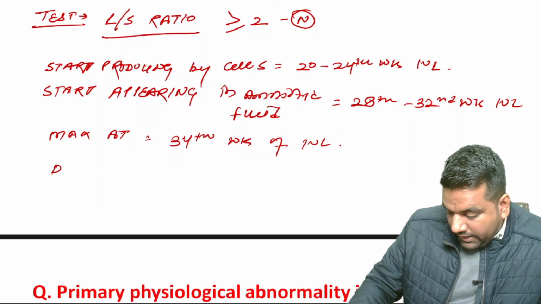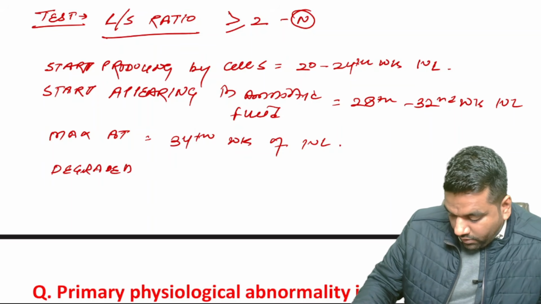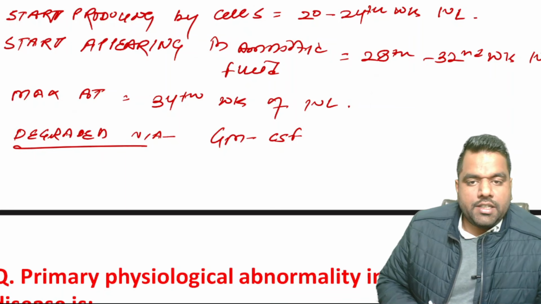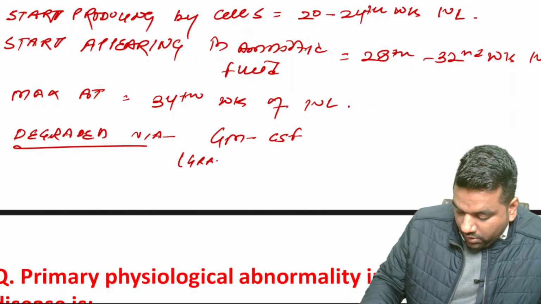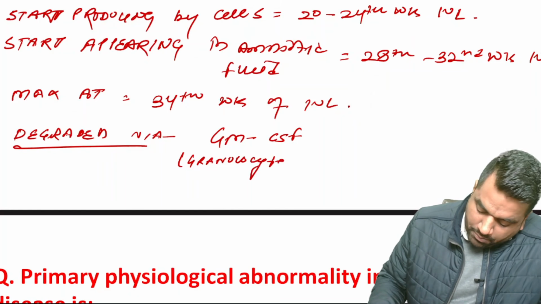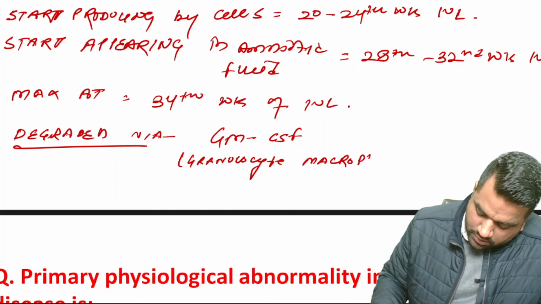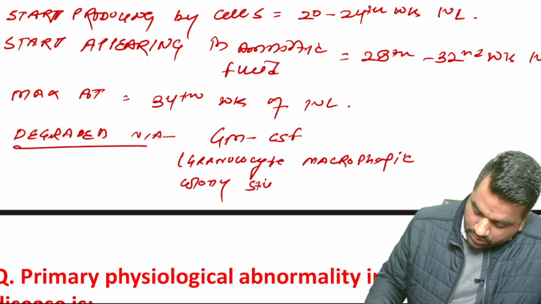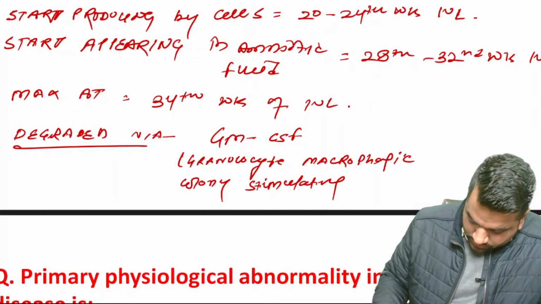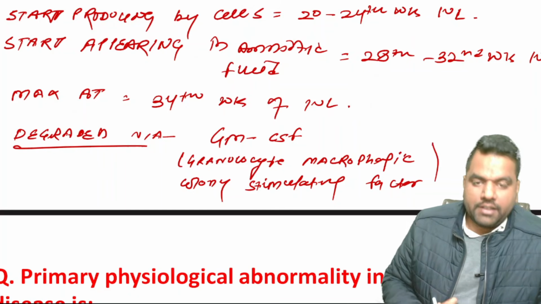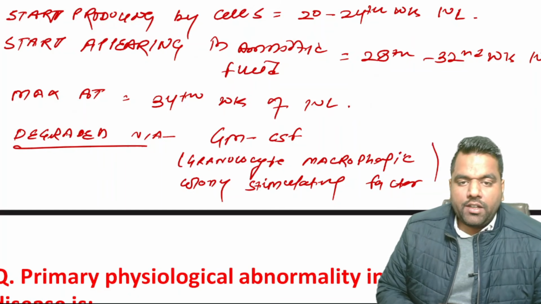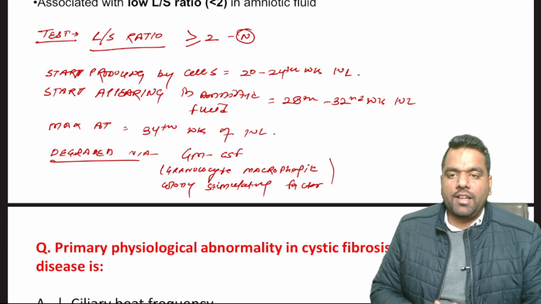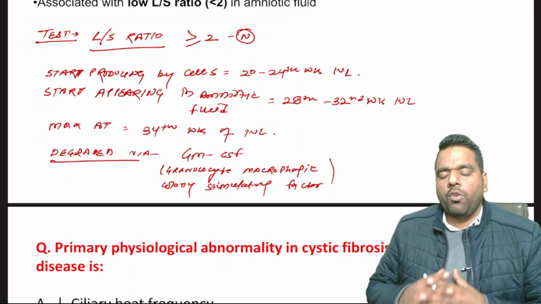Also please remember, it is degraded via GM-CSF, which stands for granulocyte macrophage colony stimulating factor. It is degraded via granulocyte macrophage colony stimulating factor, and guys, it is stored in lamellar bodies. So these are a few things you have to remember about the surfactant.